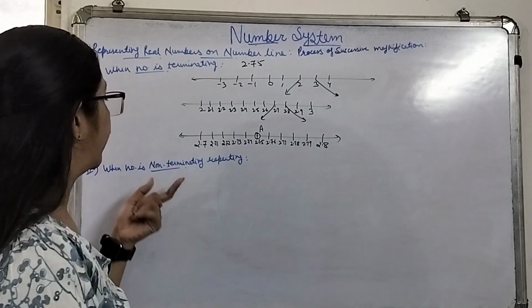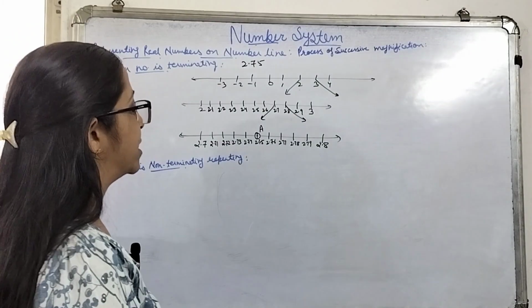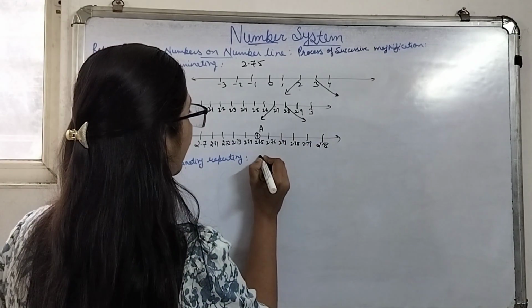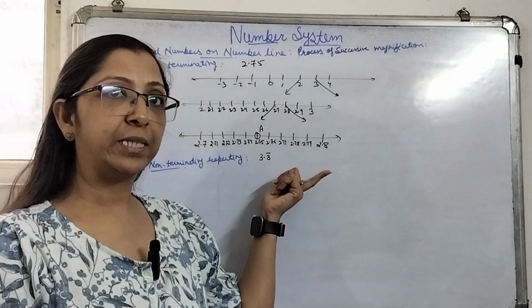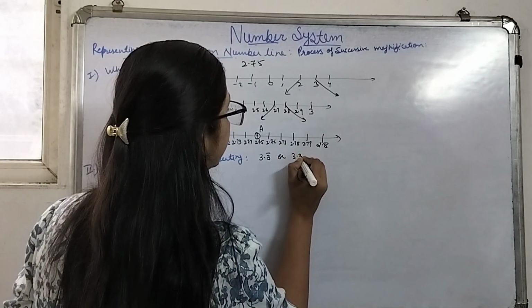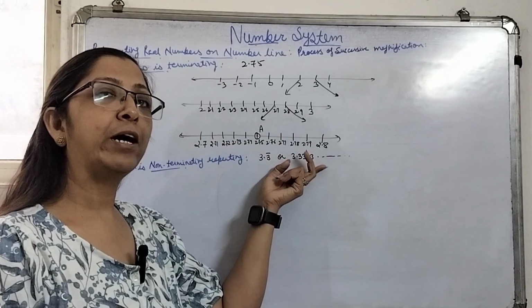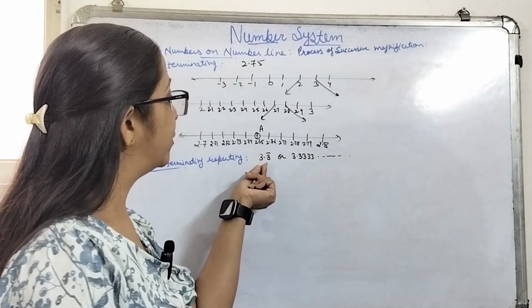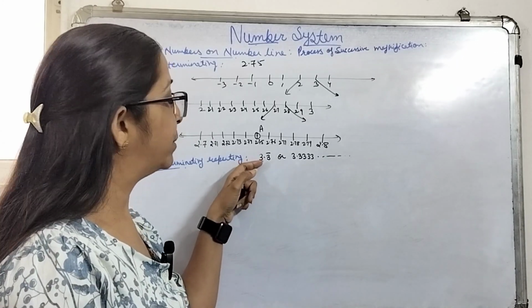Now, if the number is a non-terminating repeating type of number. Suppose I am saying your number is 3.3 bar. That means 3 is repeating again and again. So it could even be written as 3.3333... This is the number which we have to represent on the number line. So here we can see that the number will lie between 3 and 4. It is greater than 3 but less than 4.